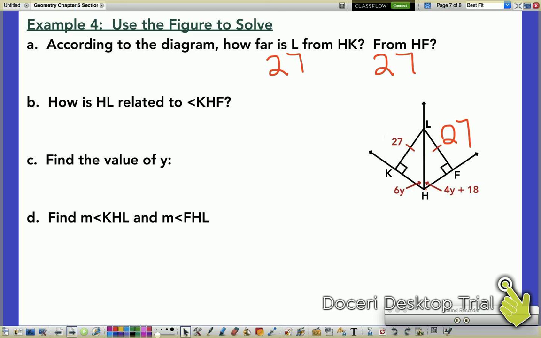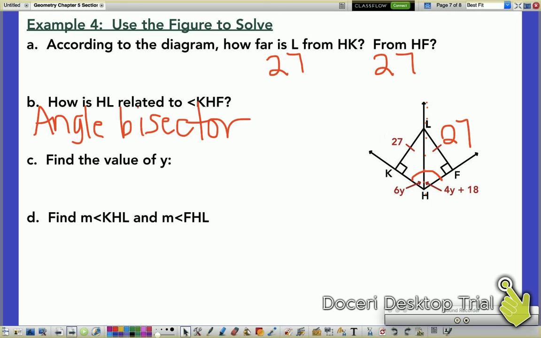How is HL related to KHF? It is the perpendicular. No, it's not. I was thinking of the side. So we're talking about KHF, which is this entire angle. It's the angle bisector.